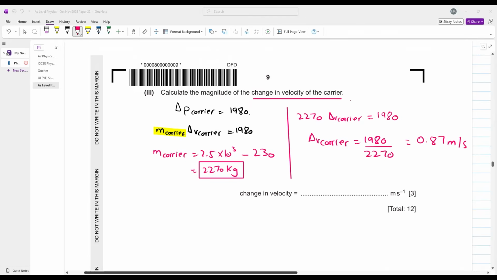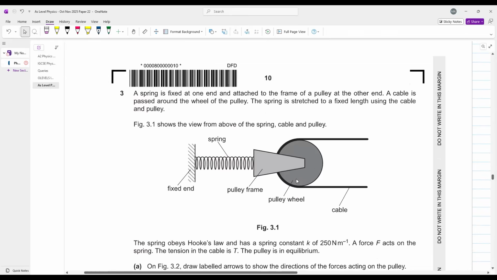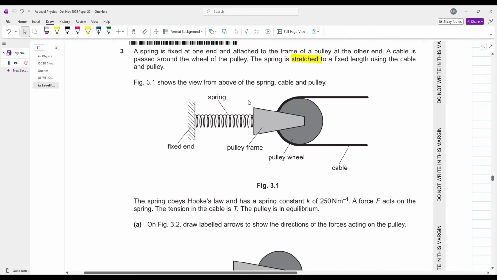Okay, let's move on to this question. This one was a good question. A spring is fixed at one end and attached to the frame of a pulley at the other end. A cable passes around the wheel of the pulley. The spring is stretched to a fixed length using the cable and the pulley. Okay, we are stretching the spring.